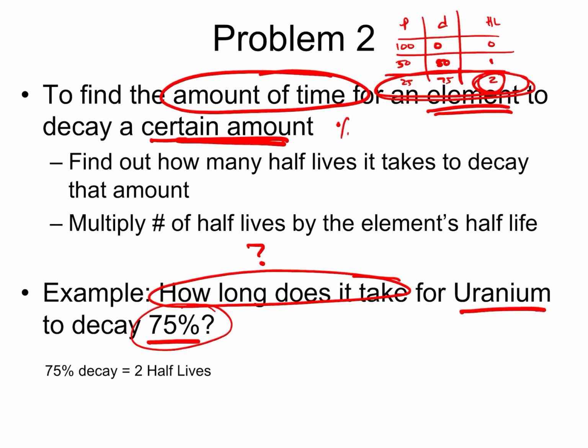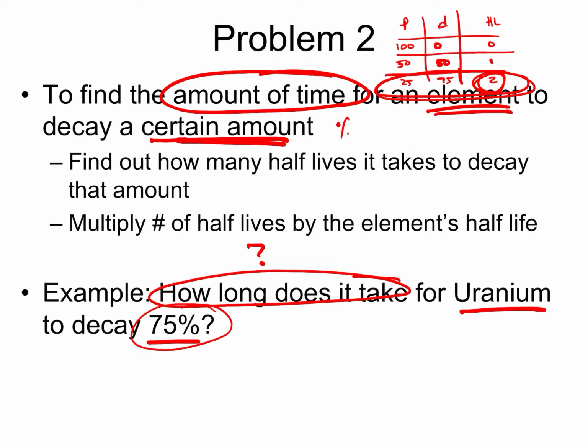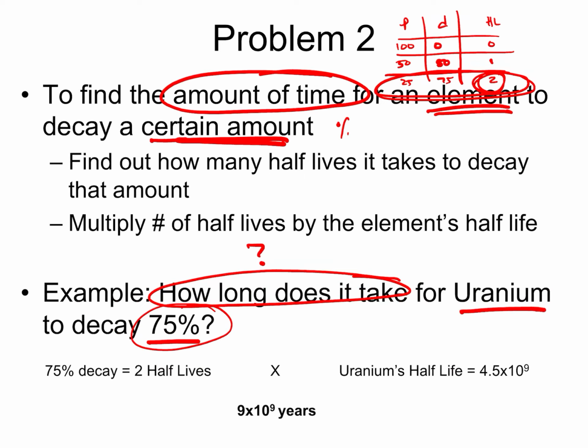So now that you know that, then it becomes the same question as problem 1. You take your 2 half-lives, multiply it by uranium's half-life, which is from your page 1 in your reference tables, and you get your answer. Okay, so in problem 1, they gave you the number of half-lives. This one, it just gave you a little extra step where you had to find out how many half-lives it was based on the percentage.